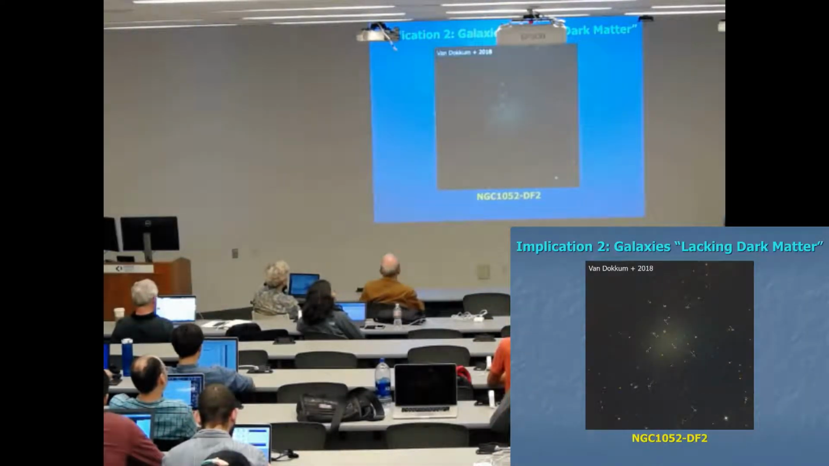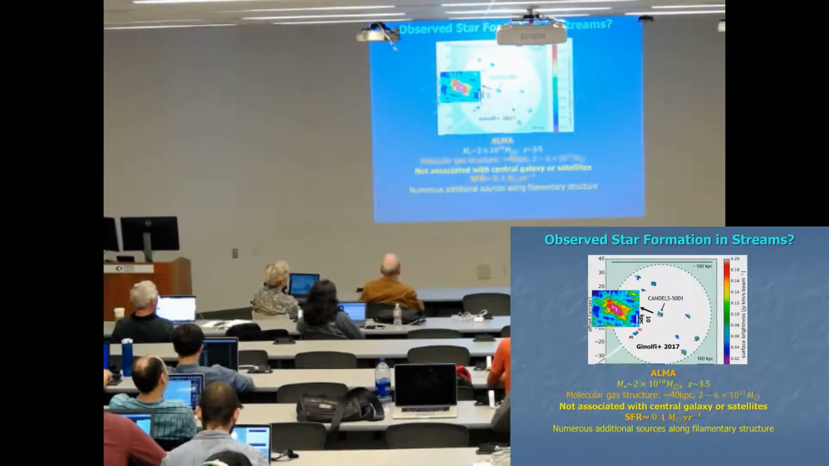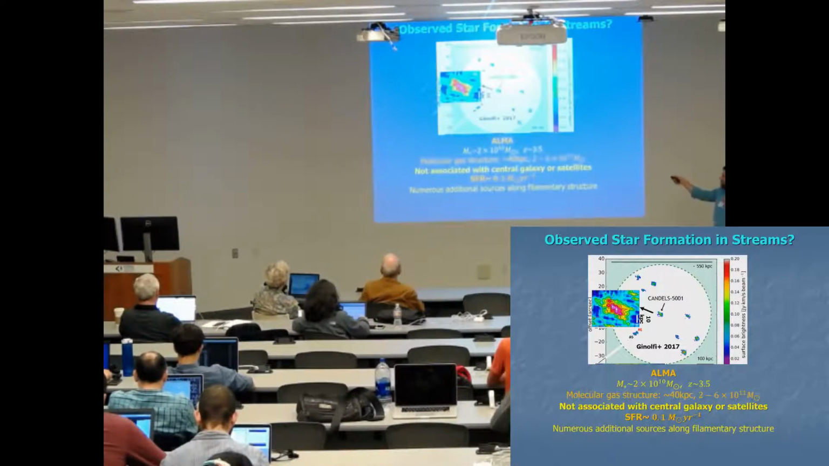A second implication: do we believe that there are galaxies without dark matter? I don't know. But if there are, maybe that's where they came from. Just saying. Another thing, there are hints in the observations that we might be seeing star formation in streams. This is by Ginolfi et al. 2017, who sees star formation along a filament around a massive halo at redshift 3.5. He claims that this is not associated with any galaxies, but is associated with the streams.